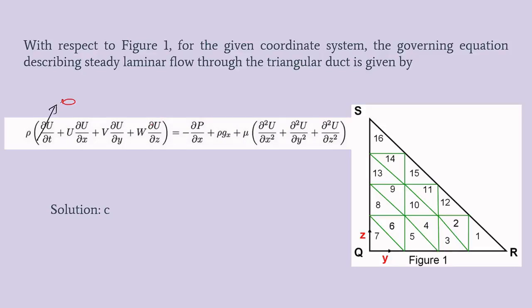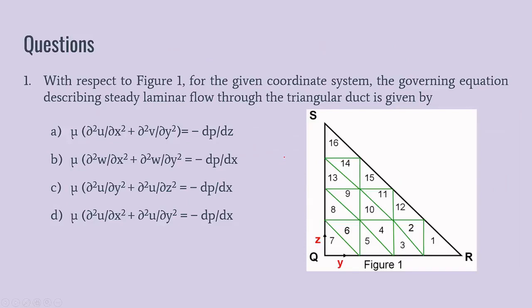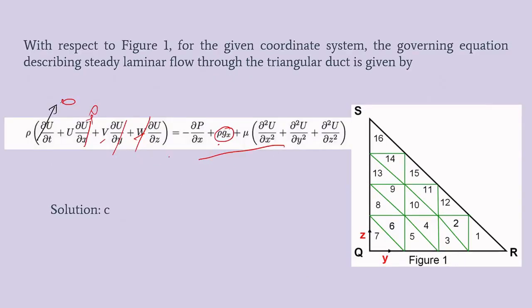Here the velocity is only a function of y and z. So dou u by dou z becomes zero. This term becomes zero. Then the v and w velocities don't exist, so this entire term becomes zero. If we neglect this term, we are left with entirely this one. What we are left with is that the flow is happening in the x direction.